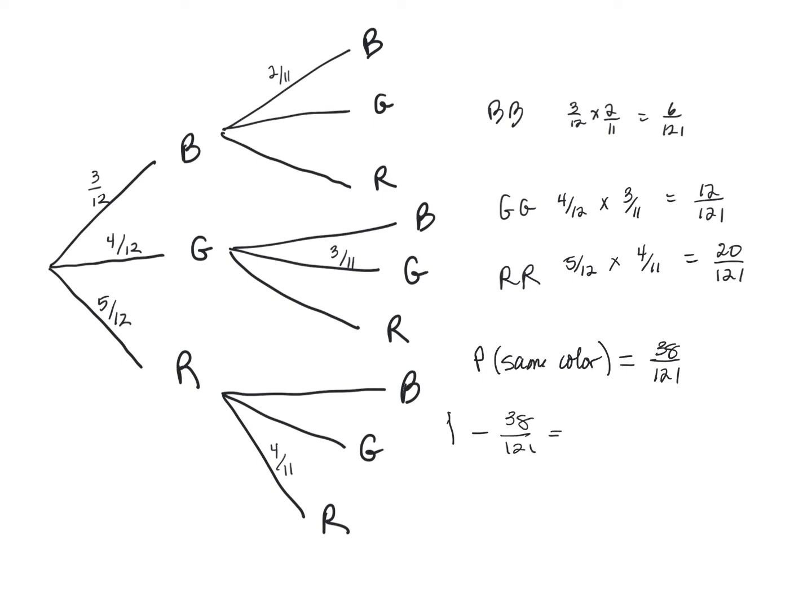which is 83/121, which is approximately about 69%, is the probability that they are not the same color. Tree diagrams help to visualize the outcomes and to record the probabilities of each step in the experiment.